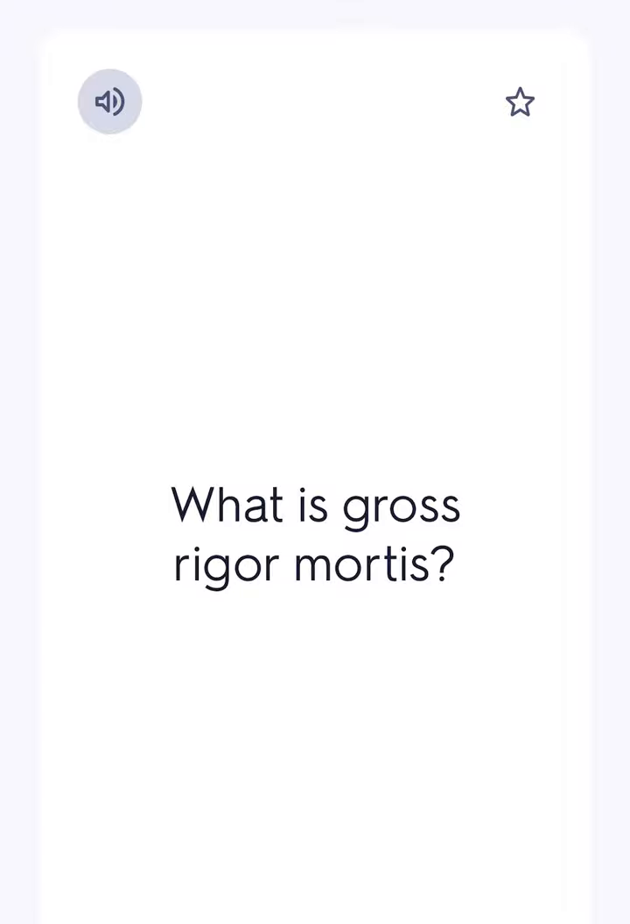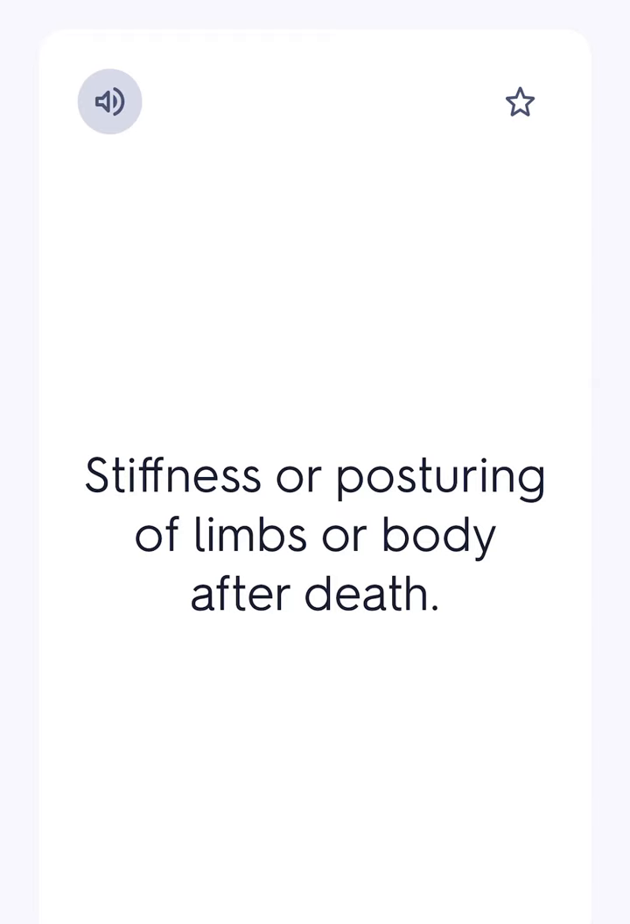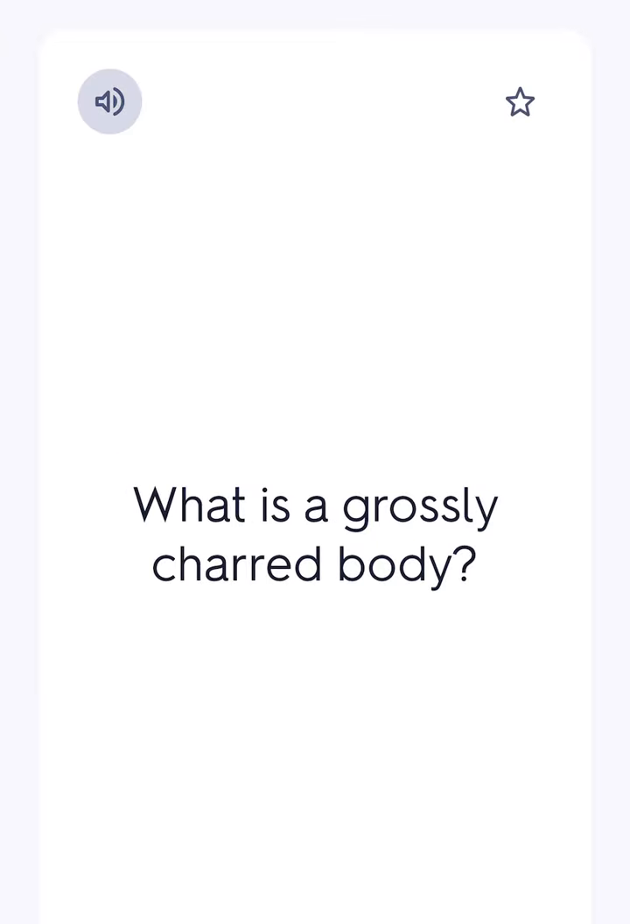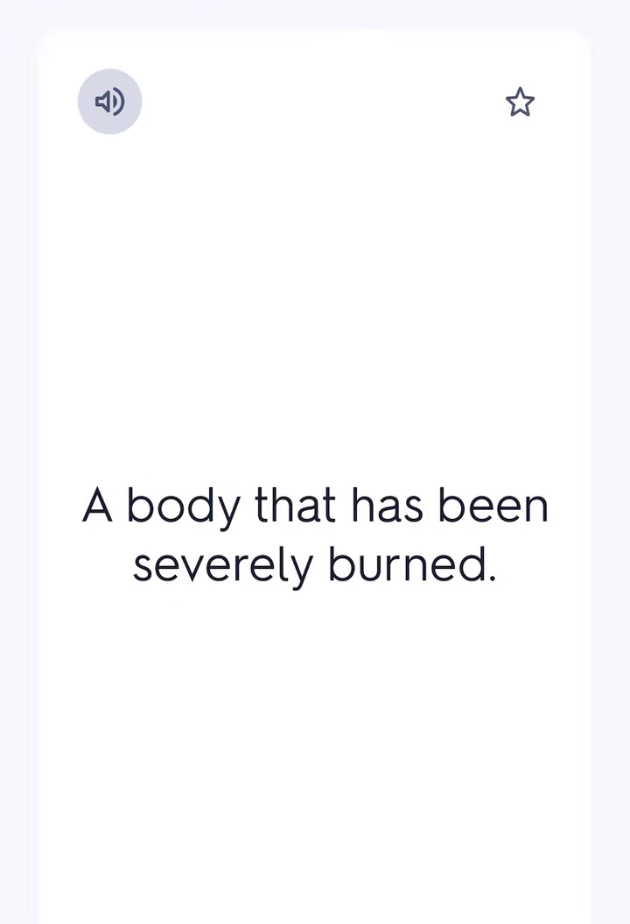What is gross rigor mortis? Stiffness or posturing of limbs or body after death. What is a grossly charred body? A body that has been severely burned.